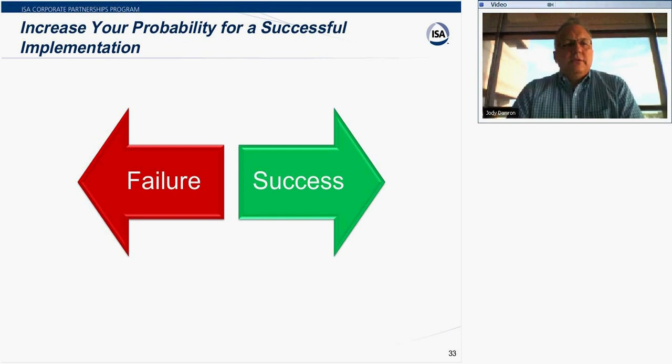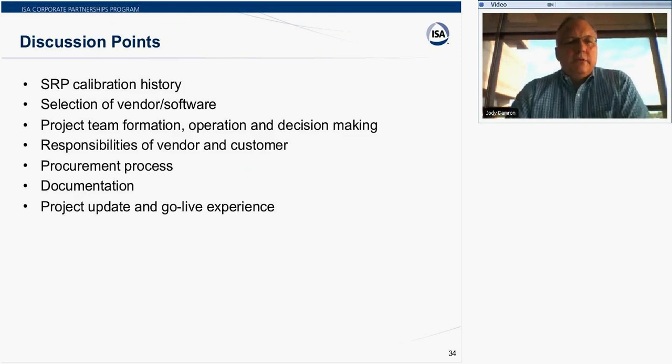So what I'm going to be discussing is increasing our probability for a successful implementation. This is critical to any project, and extremely critical to the project that I'm going to be showing you today. The discussion points will be: one of the sites, SRP calibration history, where we started and where we are today; selection of the vendor and the software, and what that process was; project team formation, operation, and decision making; responsibilities of the vendor and the customer; the procurement process; documentation, project update, and go live experience.